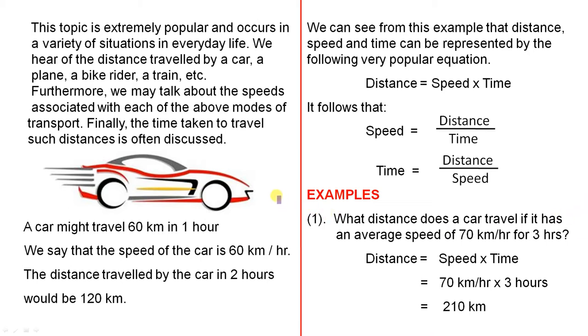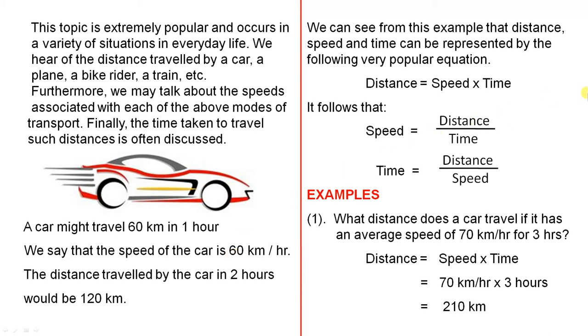Let's look at this simple example. A car might travel 60 kilometres in 1 hour. We say that the speed of the car is 60 kilometres per hour. The distance travelled by the car in 2 hours would be 120 kilometres, which is 2 times 60 kilometres.